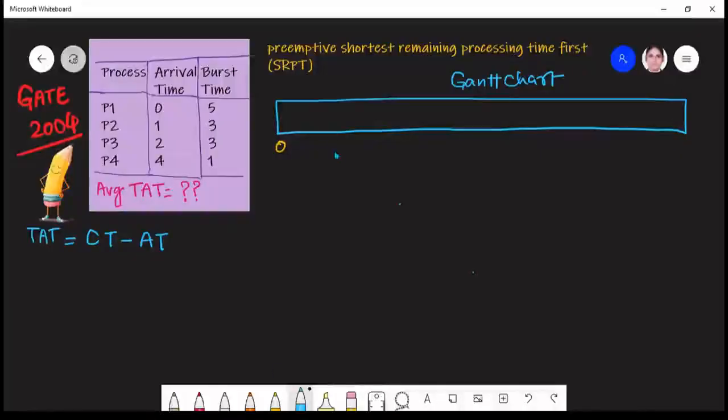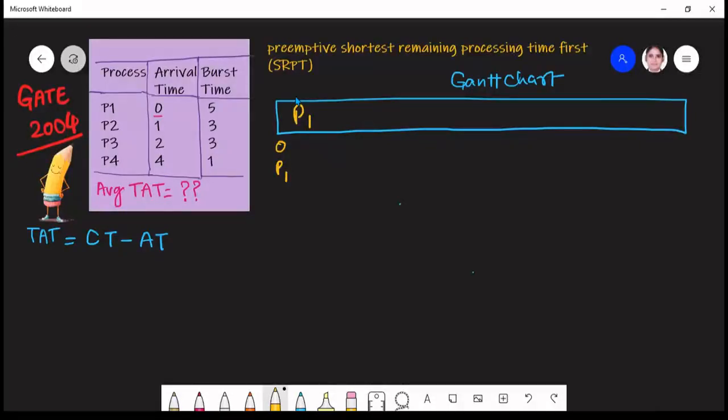So now let's solve the question. As we can see, we are given this algorithm and we need to find out the Gantt chart for this first of all to calculate the average turnaround time. So as you can see, at the 0th millisecond, the only process which is available to execute is P1. So at this particular 0th millisecond, we only have P1 with us. So it is going to take the CPU.